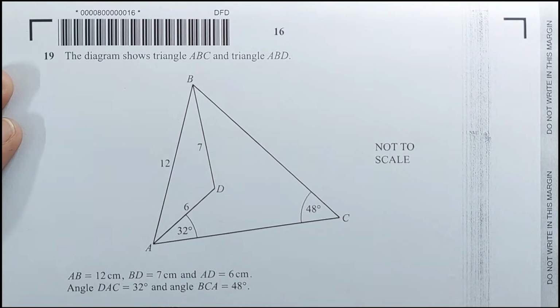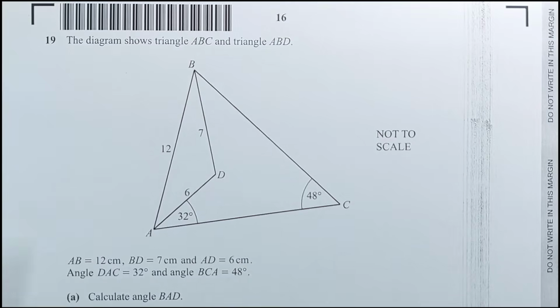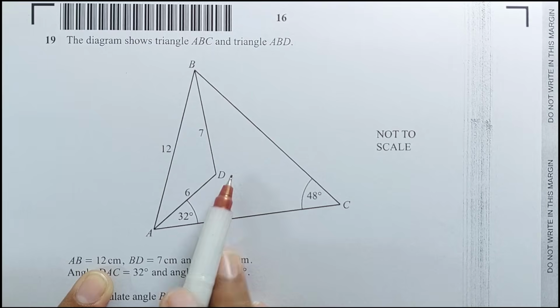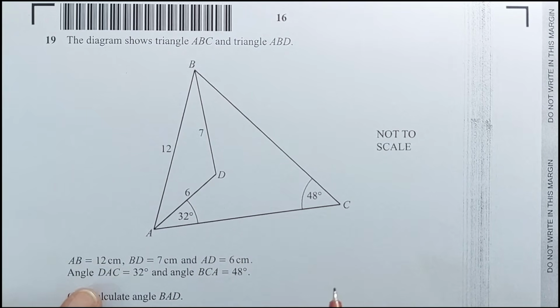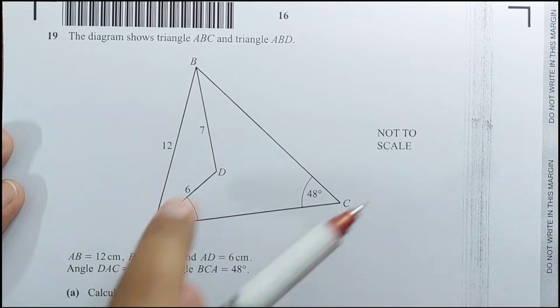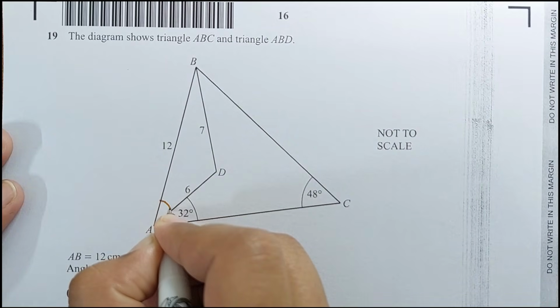ABC and ABD, the two triangles. AB is given, which is 12. B to D is given, and AD is given. And angles 32 and 48 are given. Now for part A, calculate the angle BAD. This angle we need to calculate.